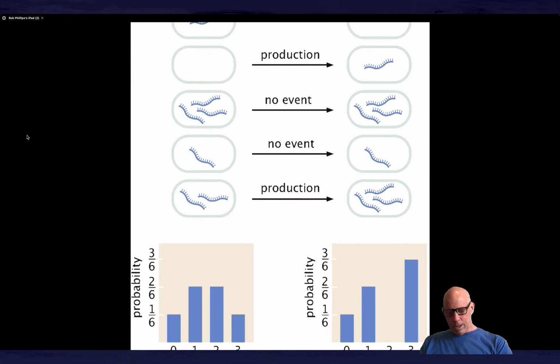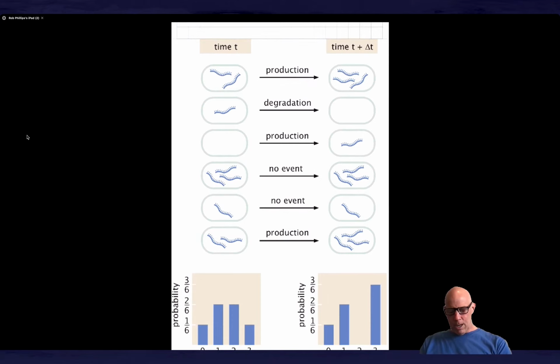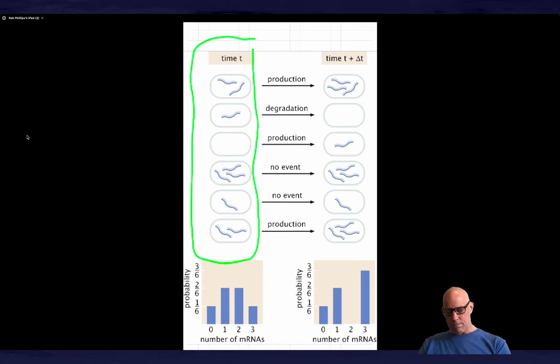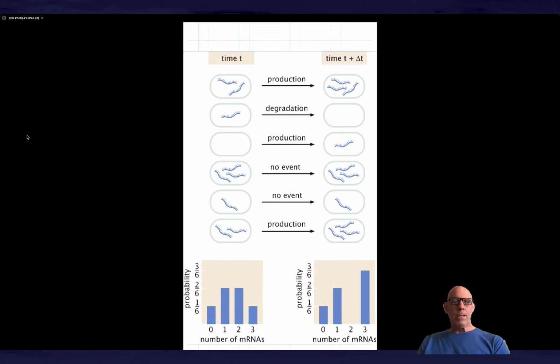Now what I want to do is give you an indication of the things that can happen in an instant delta t. In other words, at time t, the disposition of the cells is shown here. These are the cells that I'm looking at. And then in a time step delta t, the first cell synthesized a single mRNA. So there was a transcription event. For cell number 2, there was a degradation event.